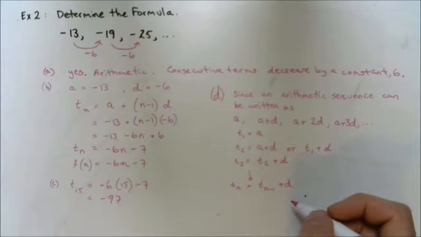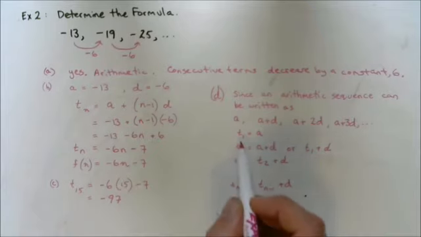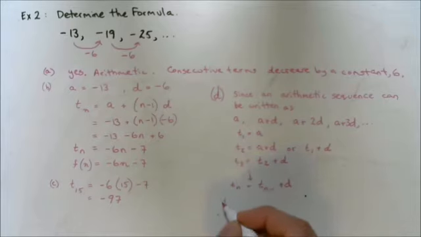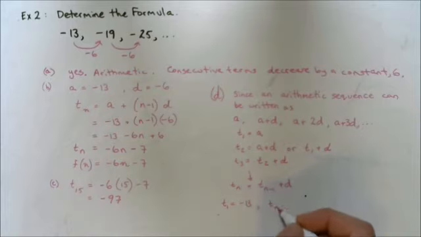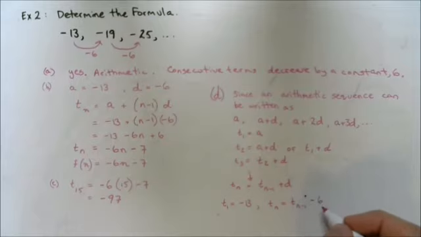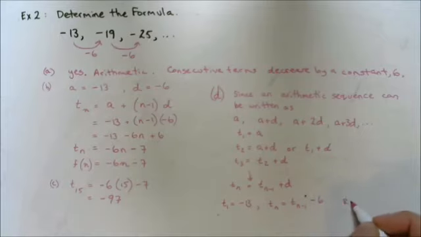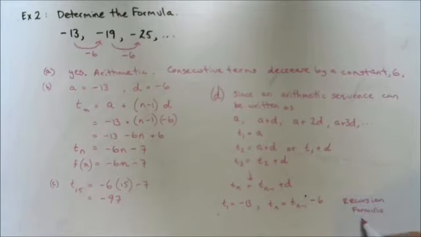And since we know the first term of our sequence is negative 13, and we know that the value of d is negative 6, we can simply fill this in. Here's our recursion formula. Okay, 2 parts. It has the first term and how to get to the next term.